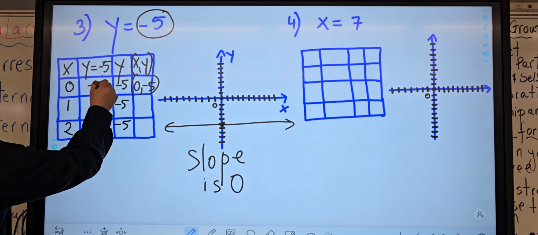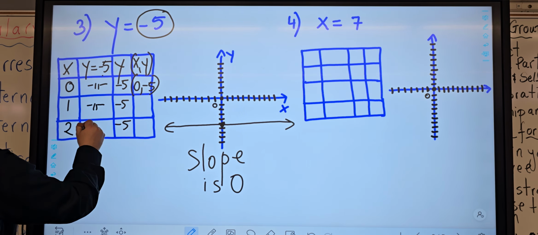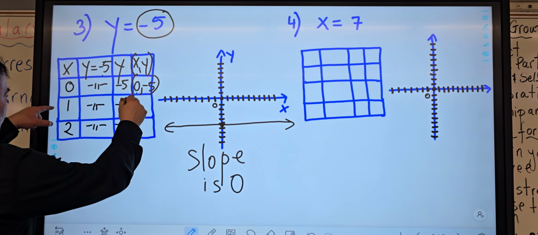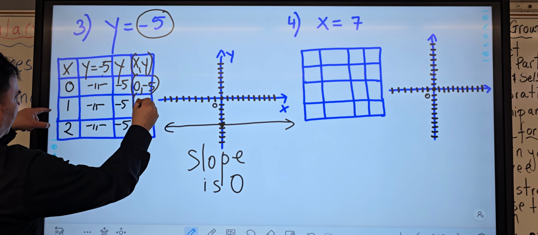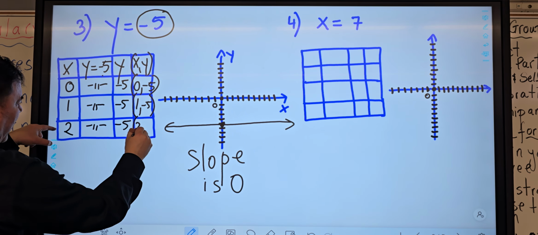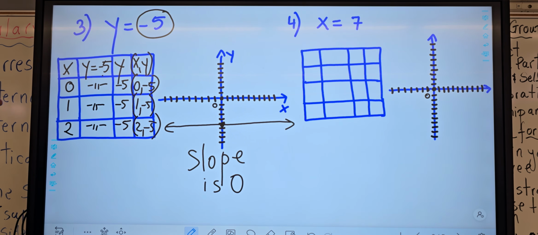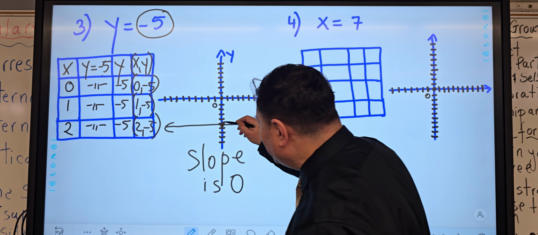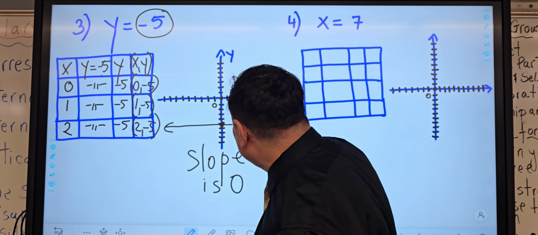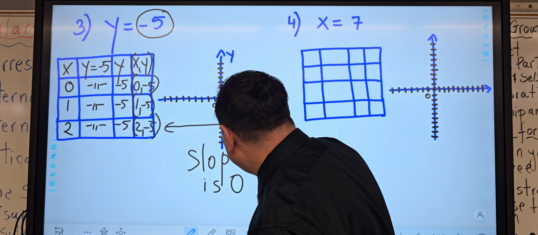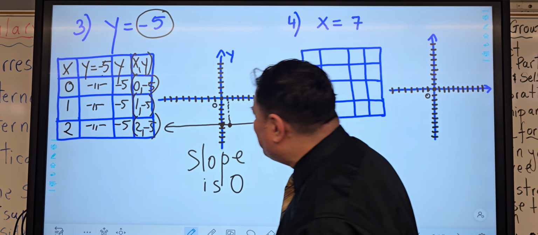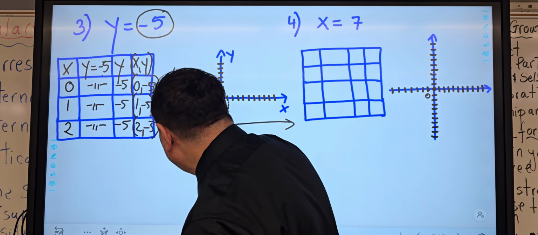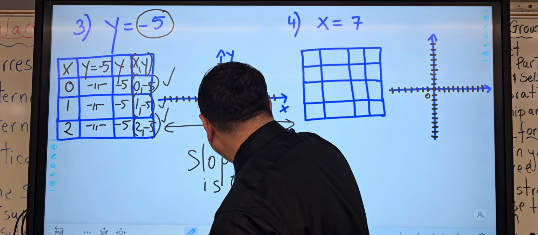So here, y is negative 5. And the ordered pair here, when x equals 1, y is negative 5. When x equals 2, y is negative 5. You see that? So the same thing. When x equals 0, y is negative 5. When x equals 1, y is negative 5. That's the second point. When x equals 2, y is negative 5.